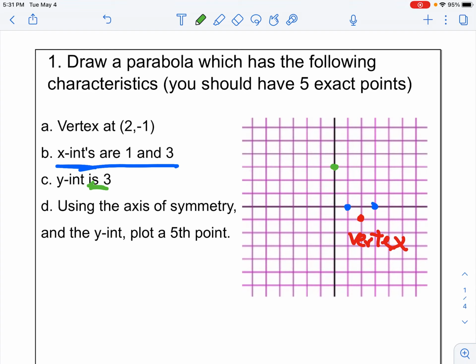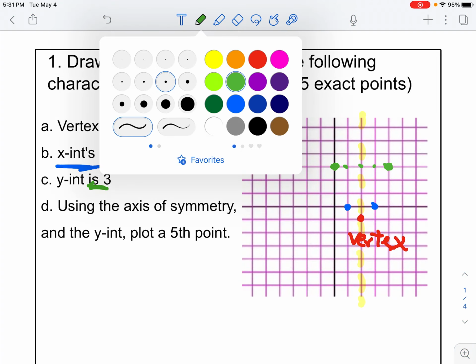It says using the axis of symmetry. Remember, the axis of symmetry is the line that goes through the vertex and cuts the parabola in half, and it folds on top of each other. So it says using the axis of symmetry and the y-intercept, plot a 5th point. Well, we know that this y-intercept is 2 spaces or units away from the axis of symmetry. So in order for this point to fold on top of another one, it would have to be 2 spaces away on the opposite side. So there's our 5 points for our parabola.